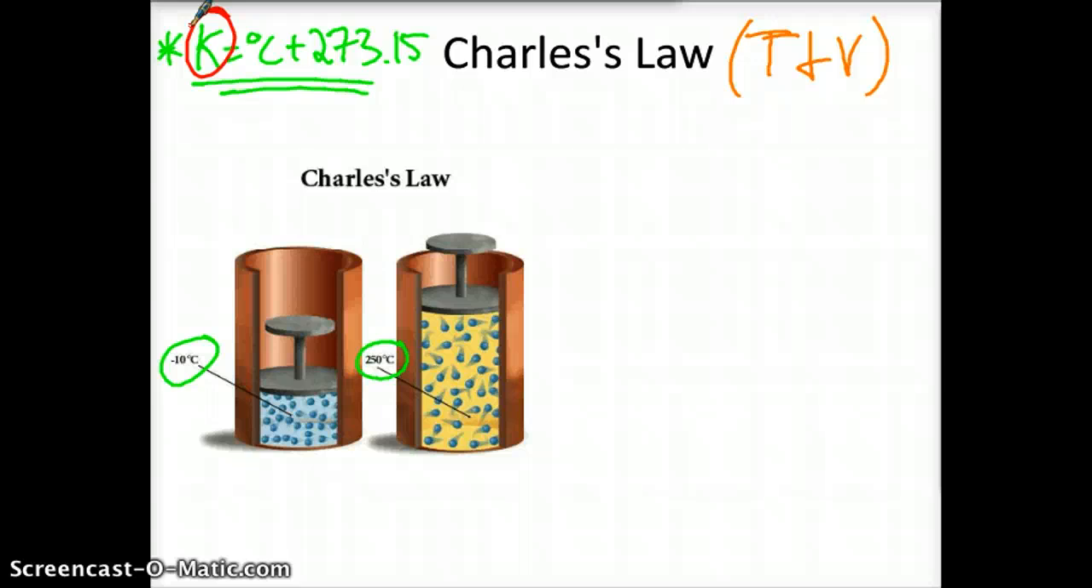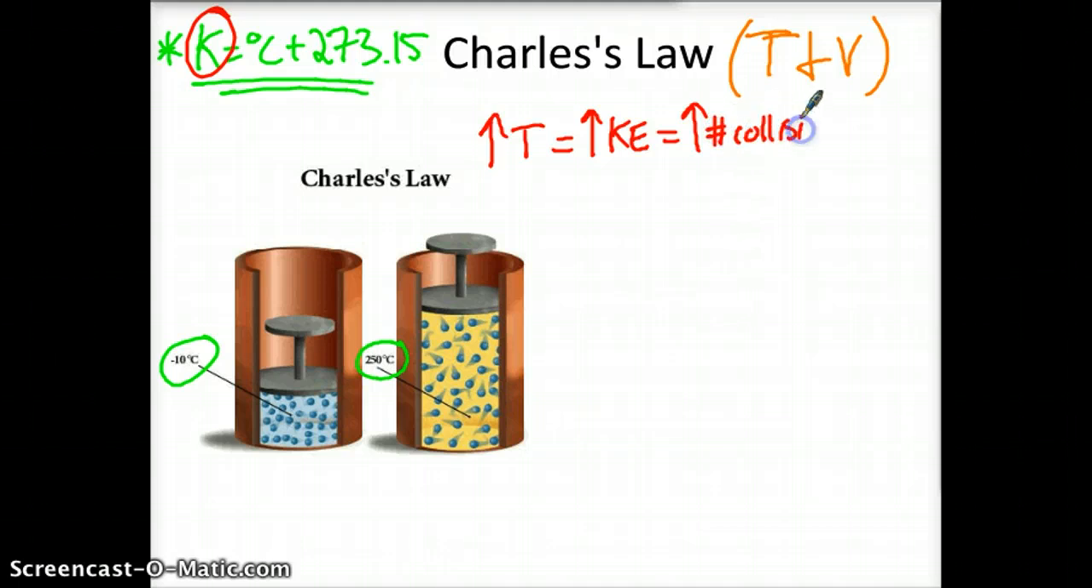Obviously, the temperature's gone up. Well, what's going to happen? If we increase temperature, that means molecules have more kinetic energy. They're moving faster. If they're moving faster, they have more energy. So if they collide with a surface, the number of collisions is going to increase. These gas molecules are going to collide more frequently because they're moving faster.